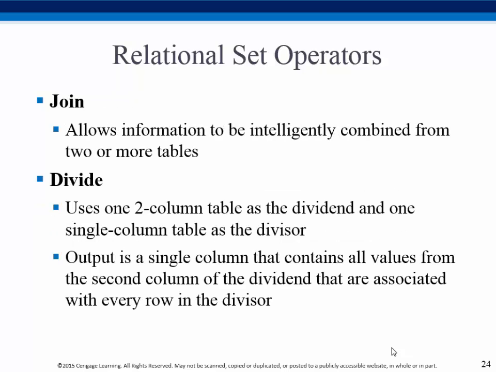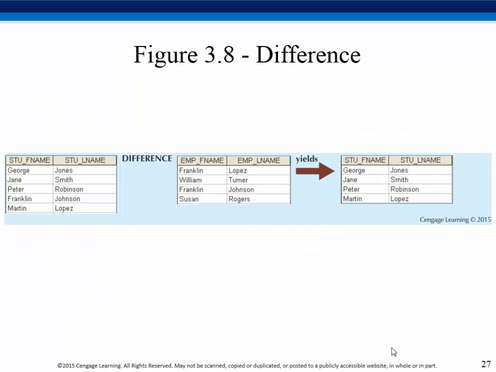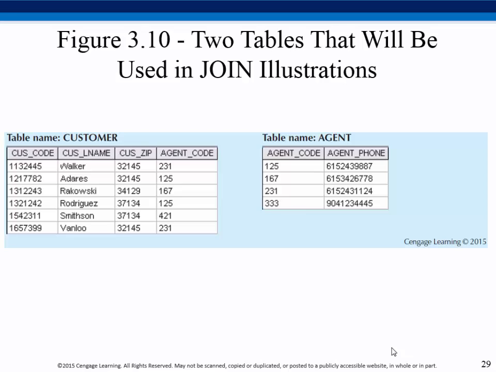Okay. Now if we talk about a join, a join allows information to be intelligently combined from 2 or more tables. Join is the real power behind the relational database, allowing the use of independent tables linked by common attributes. Okay, we look at a join. It's showing here your customer and agent tables. They're going to be used to show a join.